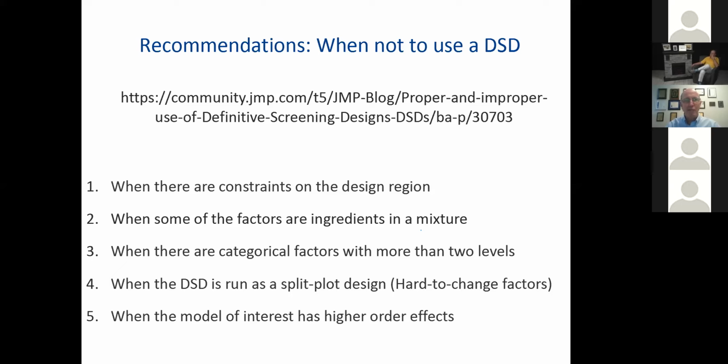And here are the main points. You shouldn't use a DSD when there are constraints on the design region, when some of the factors are ingredients in a mixture, when you have categorical factors with more than 2 levels, when you have hard-to-change factors so that you have to do a split-plot design or a design that restricts the randomization of the runs, or when you have a model with higher-order effects than second-order effects that you want to be able to fit.